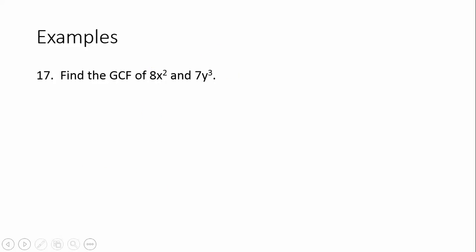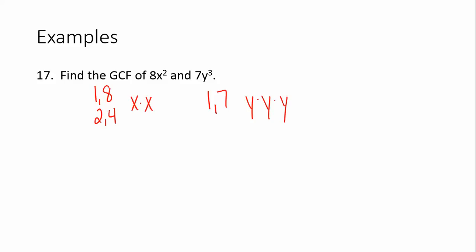Let's look at a few more examples. Number 17, we have 8x squared and 7y cubed. So factors of 8 are 1 and 8, 2 and 4, and we have x times x. Factors of 7 are just 1 and 7, and we have y times y times y. So first we want to look at the numbers. We've got 1 and 7 and 1, 8, 2, 4. The largest factor they have in common is a 1.